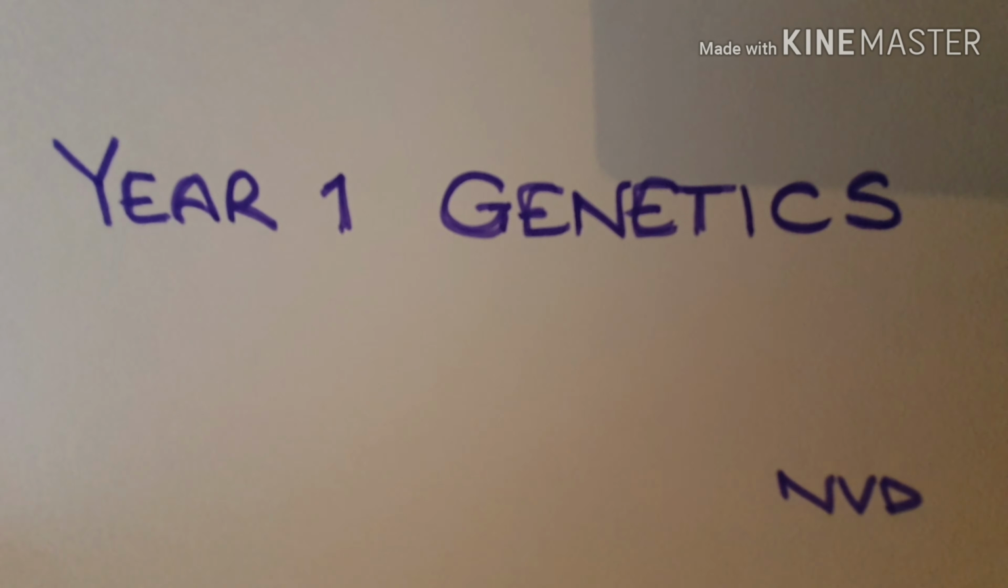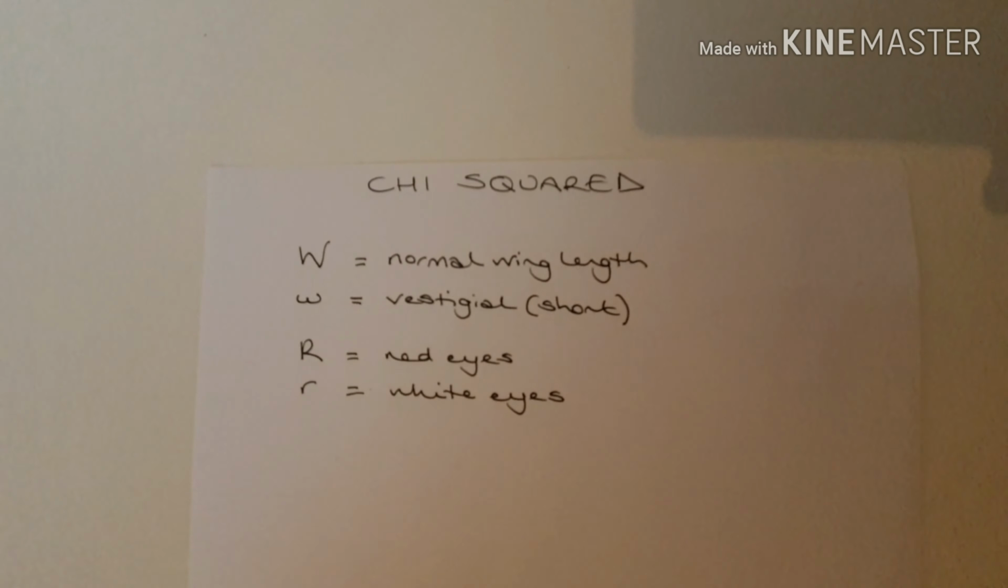Hi, this is a video for my Year 1 genetics class. Today we're covering chi-squared, which is quite a tough topic.